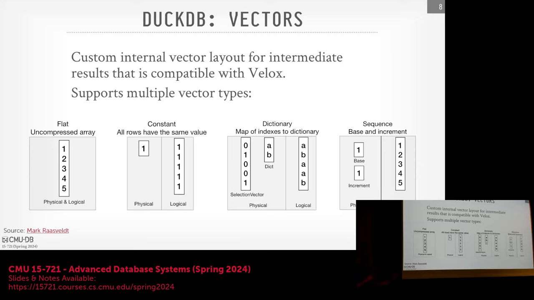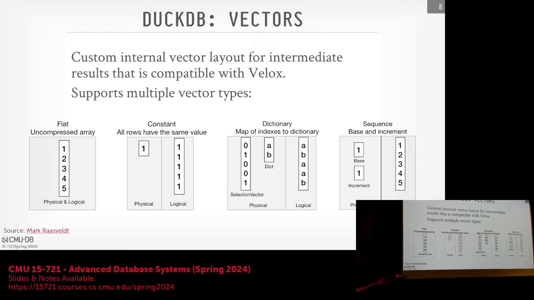So again, they'll figure this out on the fly while you're actually processing the data, like between one operator and the next, which of these versions you can use. And then the default is always fall back to flat because it's just the simplest one. Their in-memory layout, they actually designed this in conjunction with Velox, so they're compatible with the vectors that Velox passes around. And again, at a high level, it smells like Arrow, but my understanding is the memory layout isn't 100% compatible.